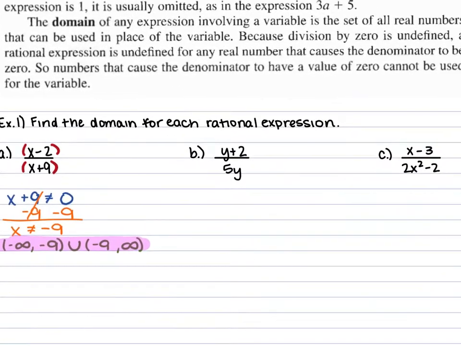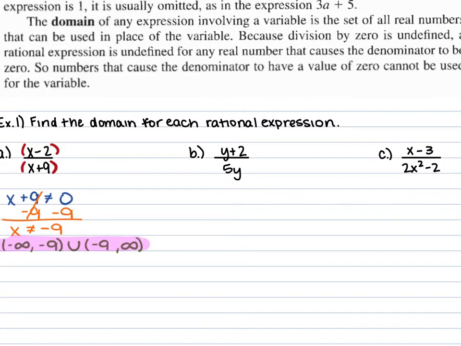For example 1b, we're given y plus 2 over 5y. So again, I want to take that y plus 2 and put it in parentheses because I know I can't do anything else with that. It's representing one specific term. The 5y I can also put in parentheses. From here, I'm going to take the denominator since it has a variable, so that 5y, and I'm going to set it to not be equal to 0.